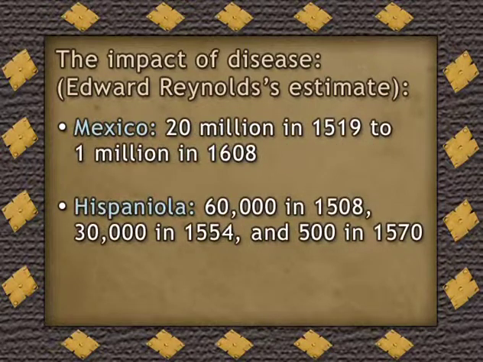In Mexico, something like 20 million in 1519, a little over 1 million in 1608. In Hispaniola, the island which, of course, is the place that Columbus first touched ground in the New World and now divided between Haiti and the Dominican Republic, the estimate was 60,000 in 1508, 30,000 in 1554, and 500 in 1570. So, in a lot of respects, they simply are physically not available as a workforce on the scale that we're talking about.